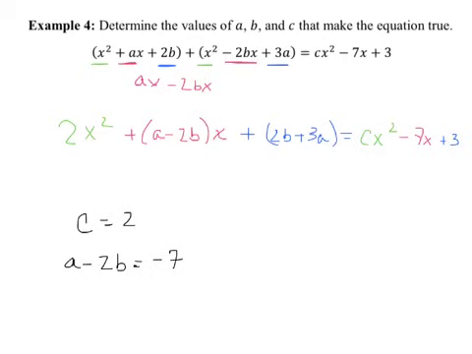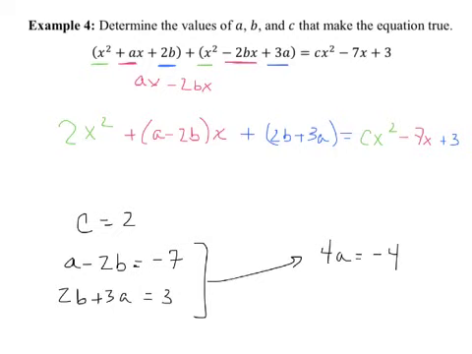Continue. So 2b plus 3a equals 3. And then you can add those two because it's already negative 2b. So what you get is 4a equals negative 4. So a is negative 1.